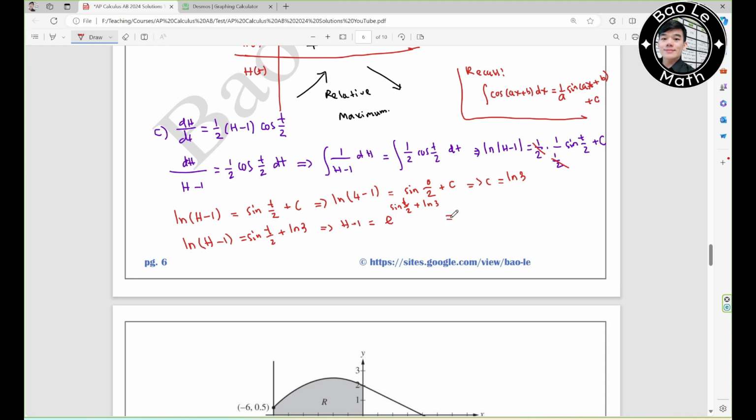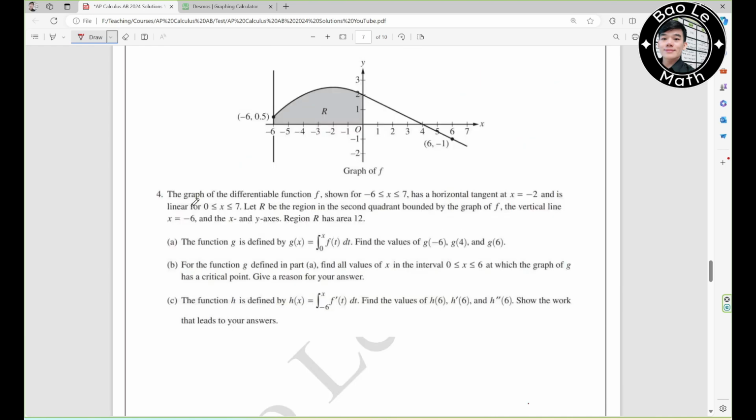Alright, but this guy right here, we just separate them, so e to the sine t over 2 times e to the natural log of 3, right? But e to natural log of 3 is going to be 3, so it's going to be 3 times e to the sine t over 2. Alright, so finally h equals 3 times e to the sine t over 2 plus 1. Let's move on to question number 4.